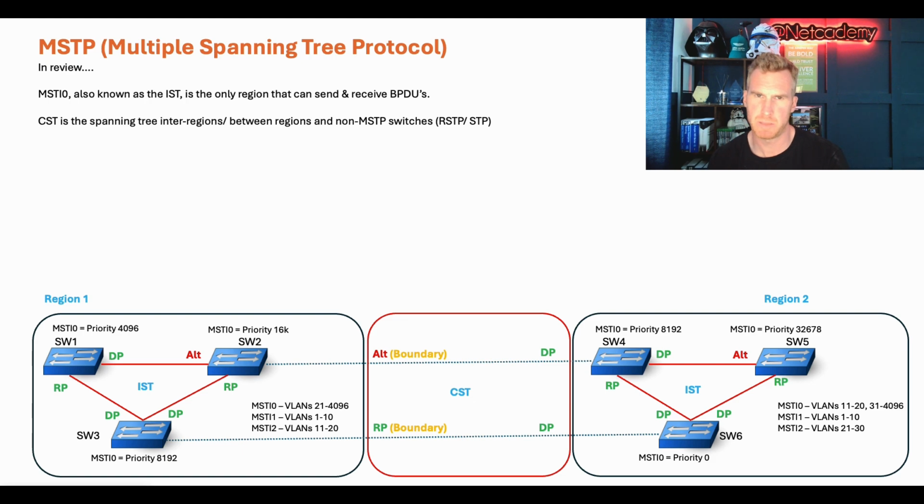And from an outsider's perspective, they appear as one logical switch. As I've been calling it, one big giant switch. And thus, to prevent that loop, we need those designated ports, root ports, and alternate ports between different regions.